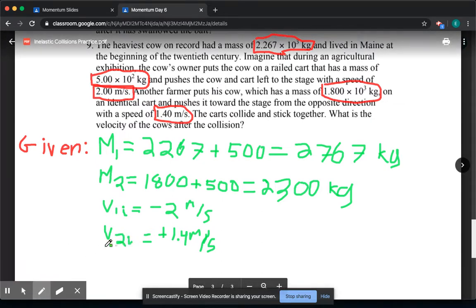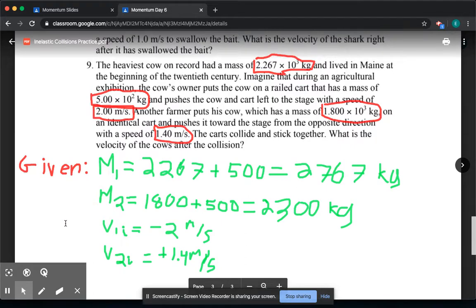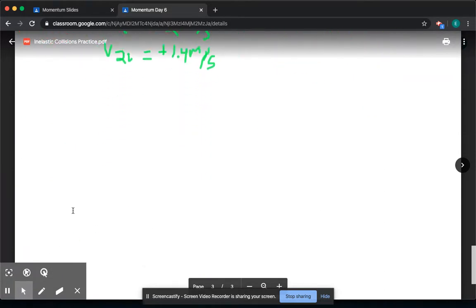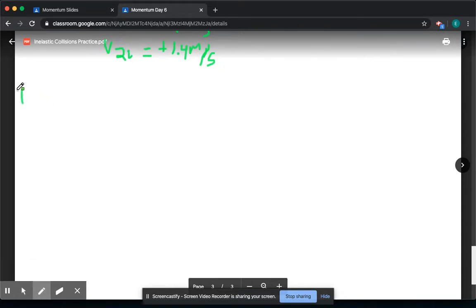Let's fix that a little bit too. We are being asked to find the velocity of the cows after the collision. So we are again looking for VF, their final velocity after the collision. Let's set this up again in terms of momentum, because that's what we have to work with. Our initial momentum, again, this is what we're working with. We're working with collisions, so we're going to be working with momentum.